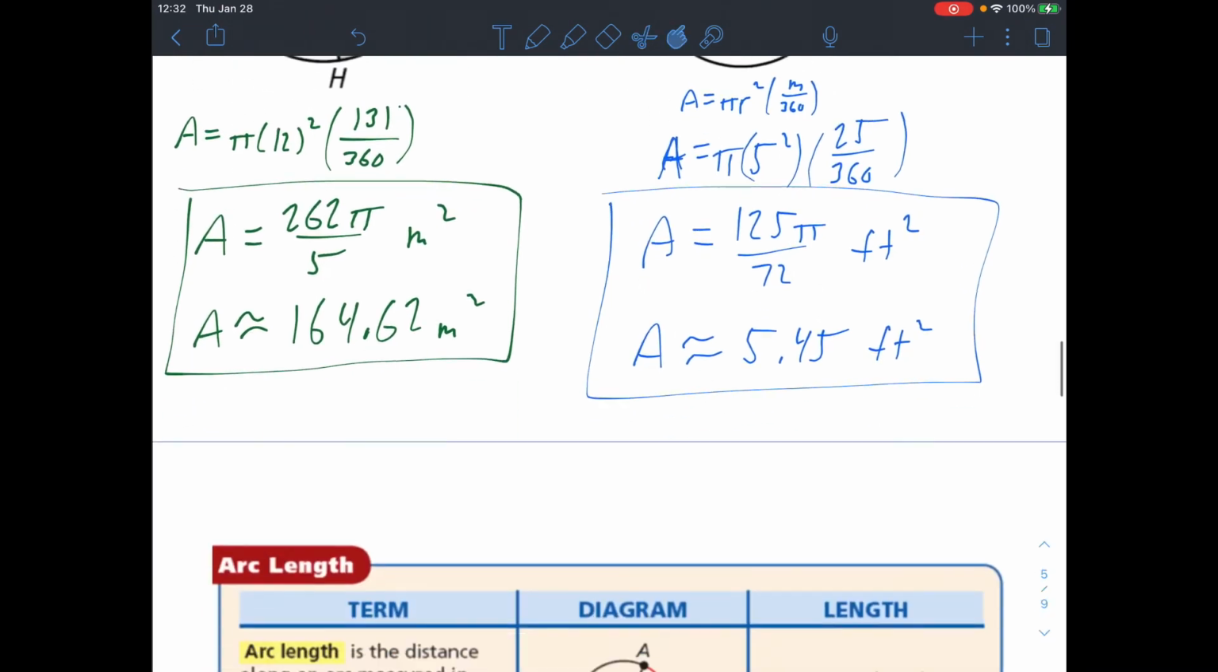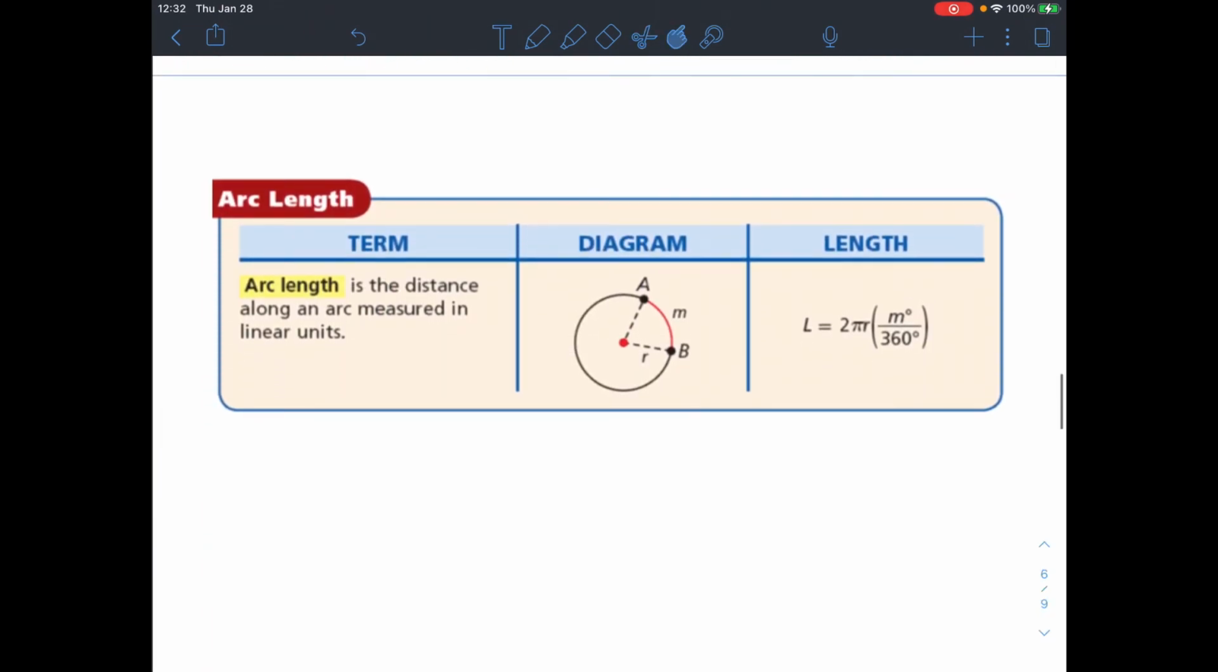All right, so now we're going to take a look at the length of an arc. So we've been working with measure of an arc for the last couple of chapters now. Now we're talking about the length of an arc. So what does that mean? It means if you were on point B on that circle and you wanted to walk to point A, how long of a walk would that be? In inches or feet or miles or whatever. Okay, so arc length is the distance along an arc measured in linear units.